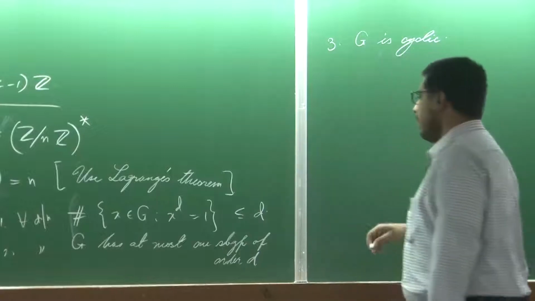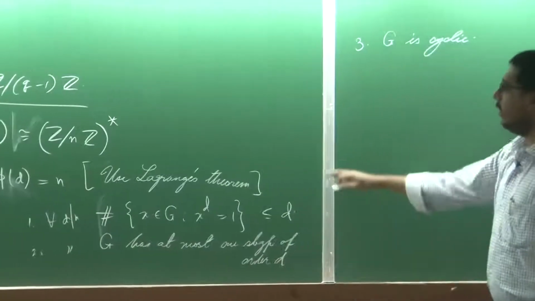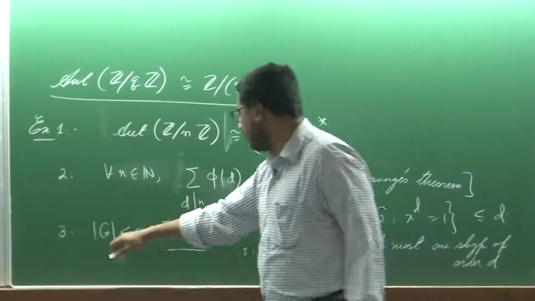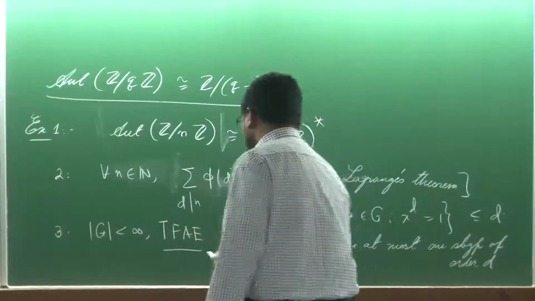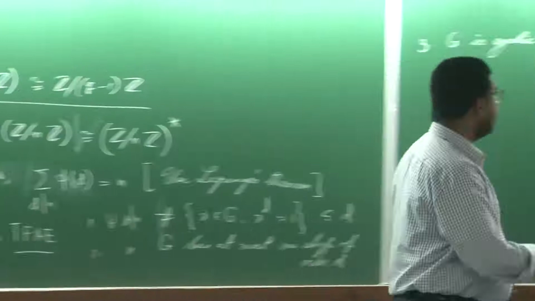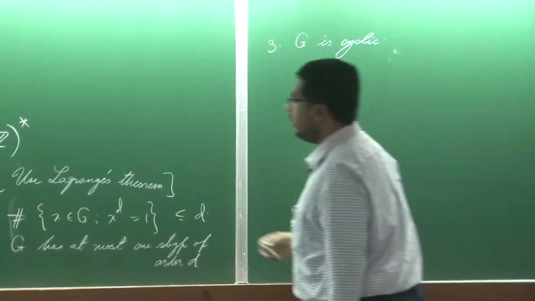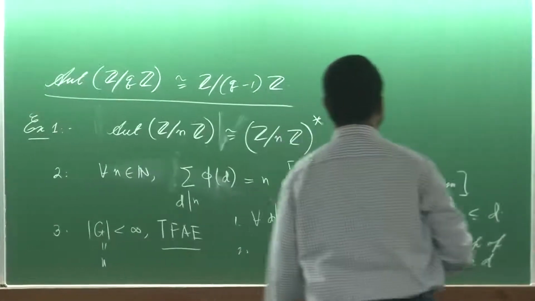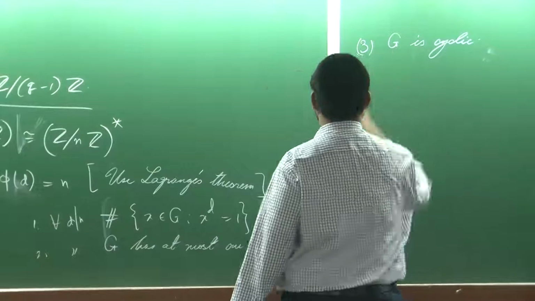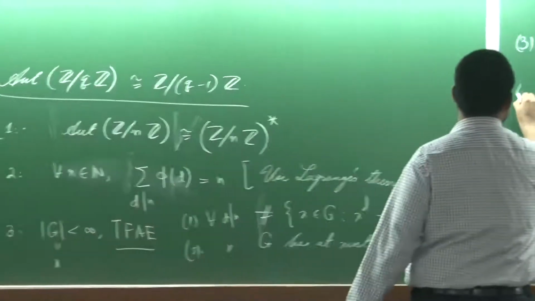Basically, you have to show that from the second condition or from the first condition, you have to conclude that G has an element of order n, where n is the order of G. That exactly yields that G is cyclic. And now let us talk about the fourth exercise.